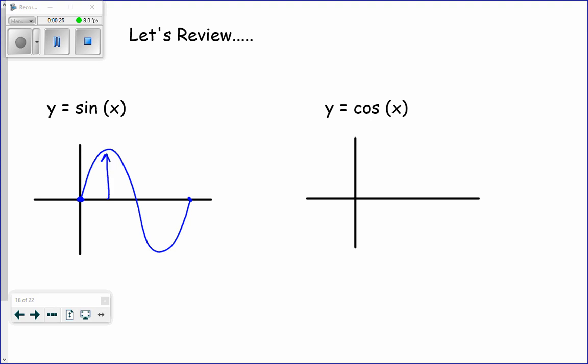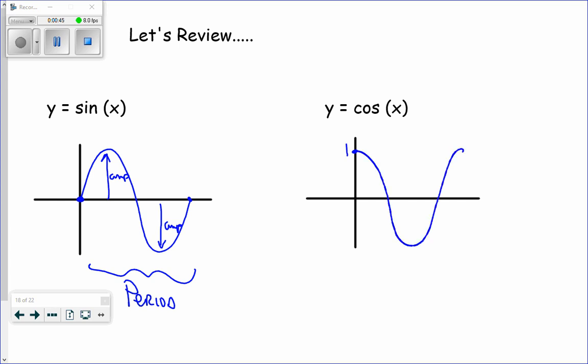This distance right here, that is the amplitude. Okay? How long it takes to repeat, that is called the period. Okay? For cosine, cosine starts at 1 and it goes peak, valley, peak. Okay? Again, this right here is the period. Same thing, this is the amplitude.